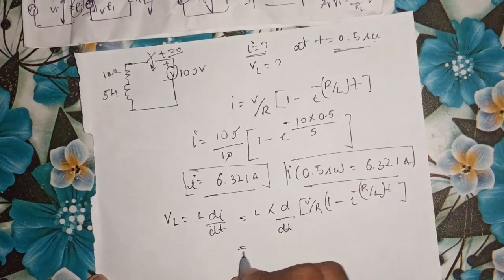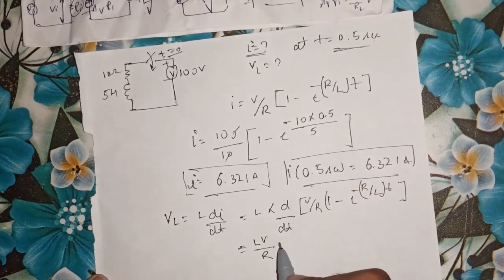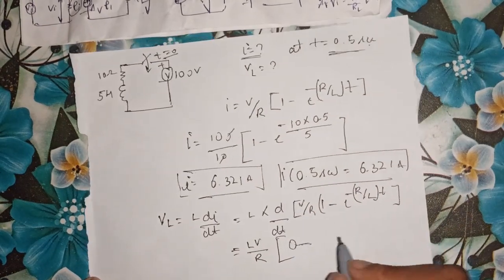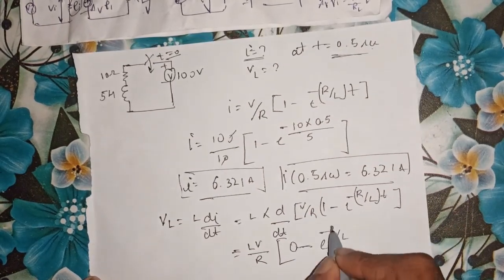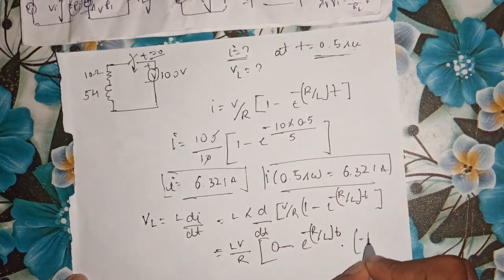So on differentiating, you get V by R as constant, and you have to differentiate the bracket with respect to time, which will be 0 minus e to the power of minus R by L into t. On differentiating it, we get minus R by L.